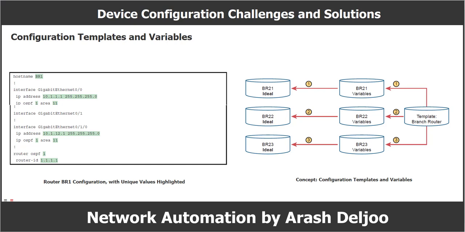Engineers can then edit the standard template file for a device role as a separate file from each device's variable file. The configuration management tool can then process the template and variables to create the ideal configuration file for each device. As you can see in the right figure, which shows the configuration files being built for branch routers BR21, BR22, and BR23, we have a template for the branch router, and after populating the template with the branch 2.1, branch 2.2, and branch 2.3 variables, we now have the complete configuration for each of these branches.